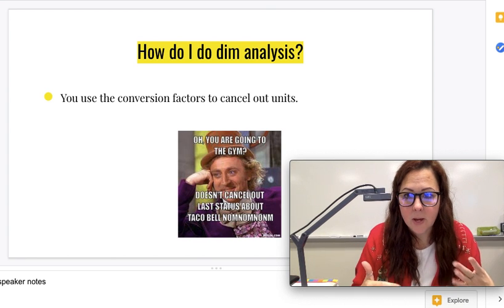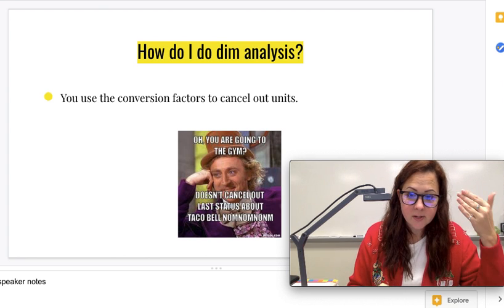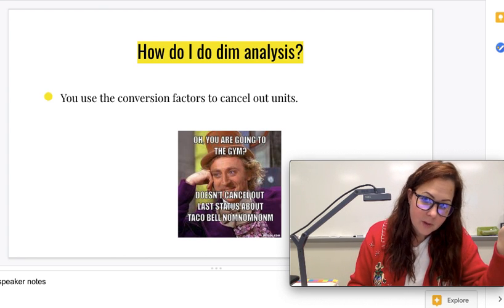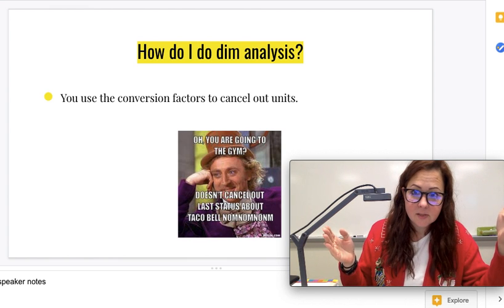So with these conversion factors, you're going to have to figure out kind of a pathway on how to get from one unit to another. So it's going to give you a unit in the problem. It might say like, I don't know, you've been alive 15 years. How many seconds does that equal?